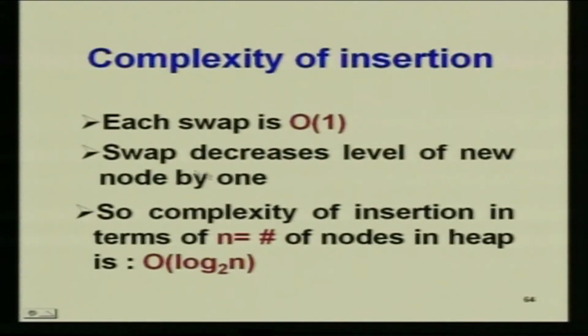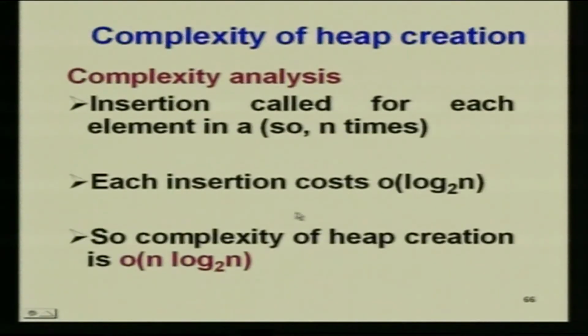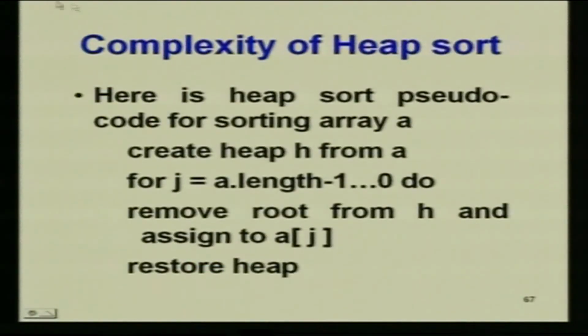So, the complexity of insertion: each swap is of order 1, and a swap decreases the level of the new node by 1. So the complexity of insertion, in terms of n, the number of nodes in the heap, is of the order of log 2n. Recall the heap creation procedure: A is the array to be sorted, start with an empty heap h, for i equal to 0 to A.length, insert A[i] into h. Insertion is called for each element in A, so n times, each insertion costing of the order of log 2n. So the complexity of heap creation is n log 2n.